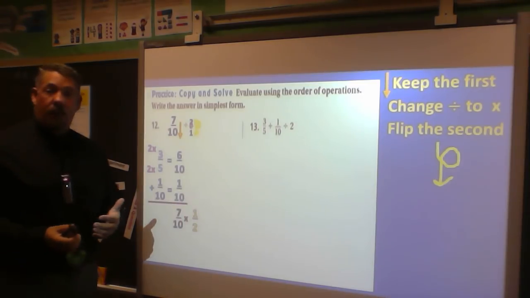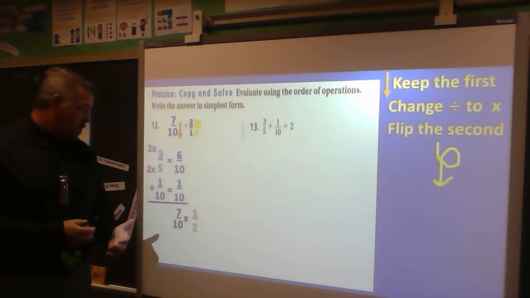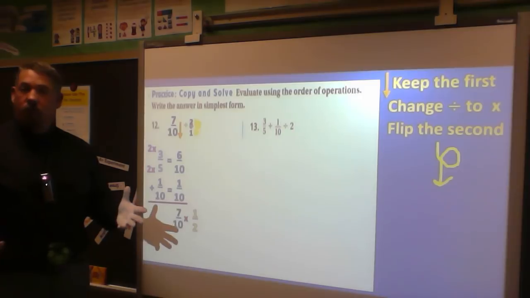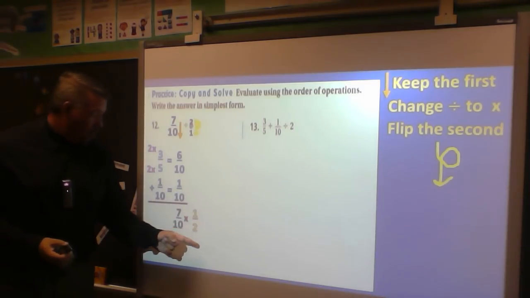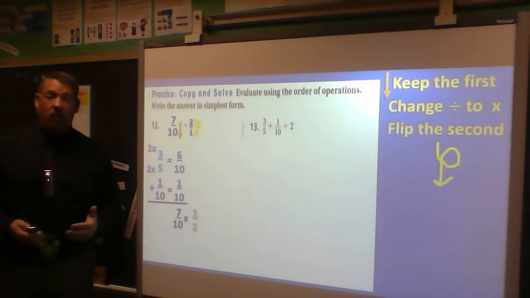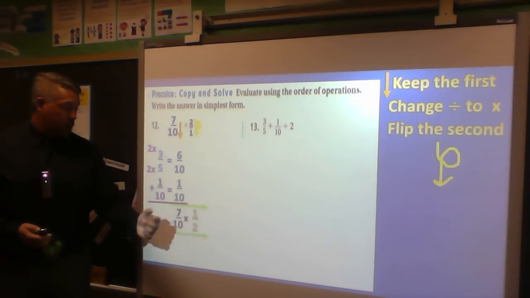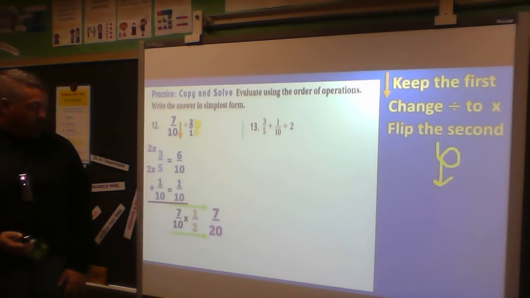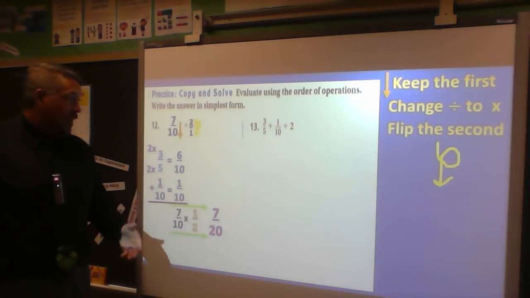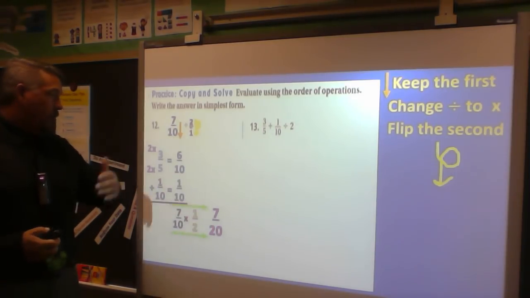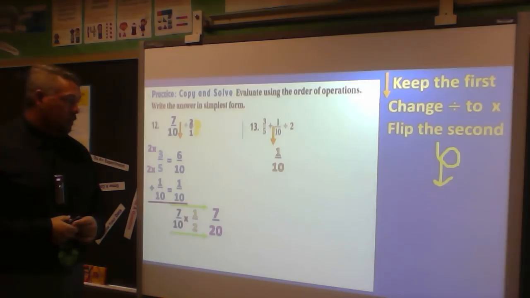Now I'm going to check to see if I can cross reduce in my multiplication. Well, 1 and 10, 1's as low as I can go. 2 is a prime number and it does not go into 7 evenly. So now I'm just left with multiplying across. 1 times 7, 2 times 10, I end up with 7/20. It is as low as it can go. So 7/20 is going to be my answer.